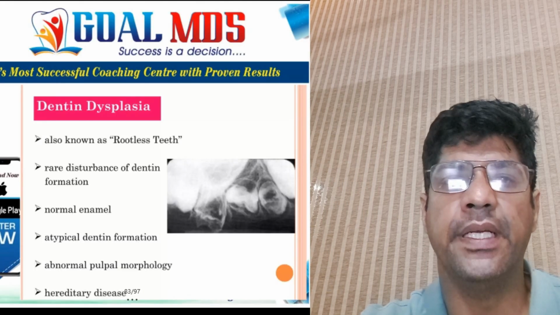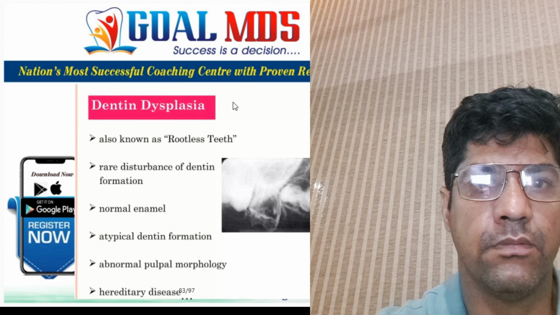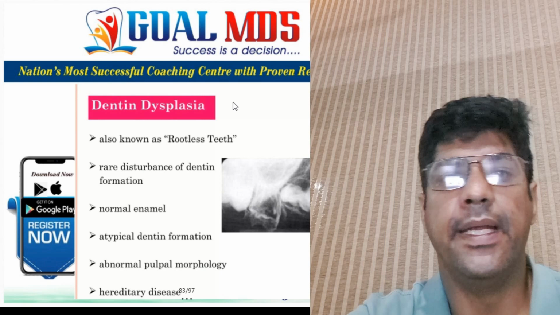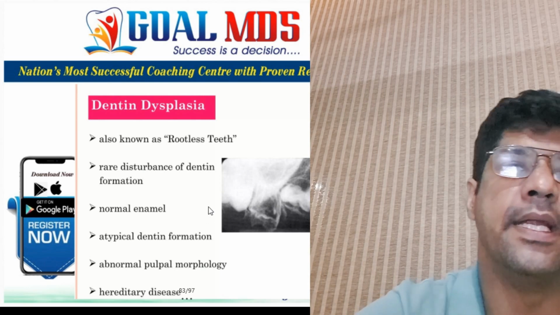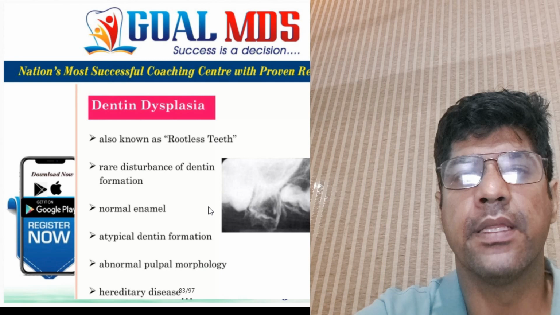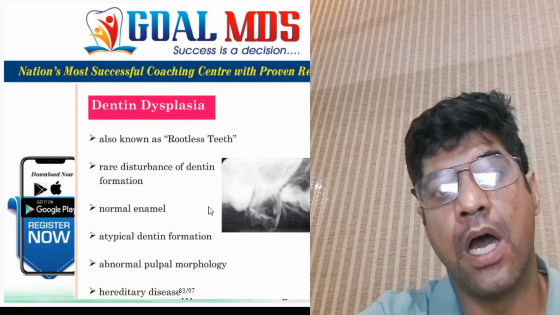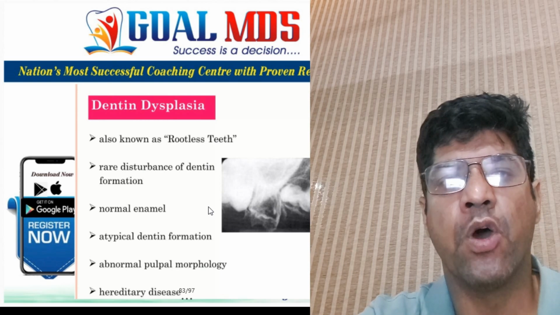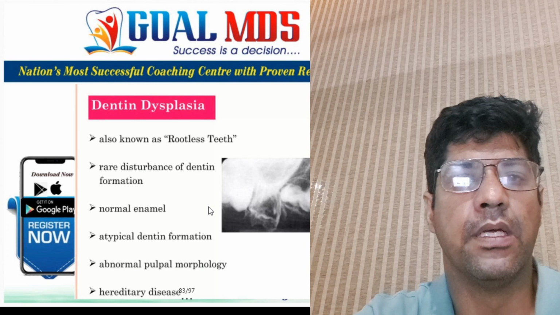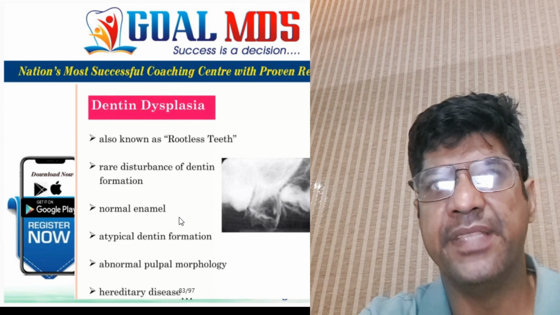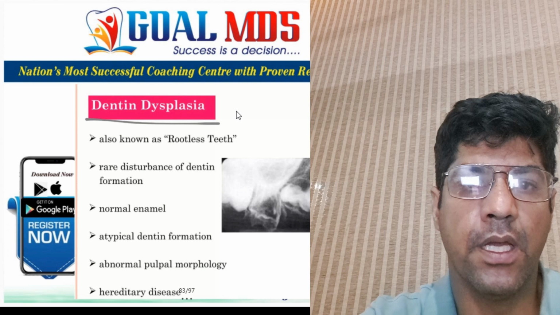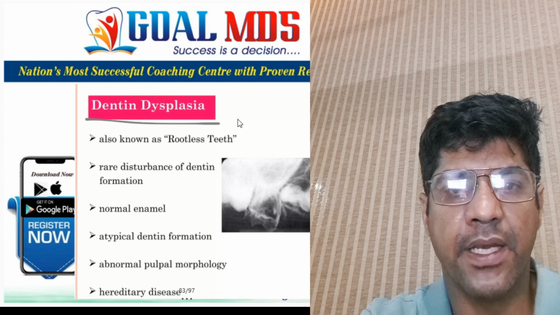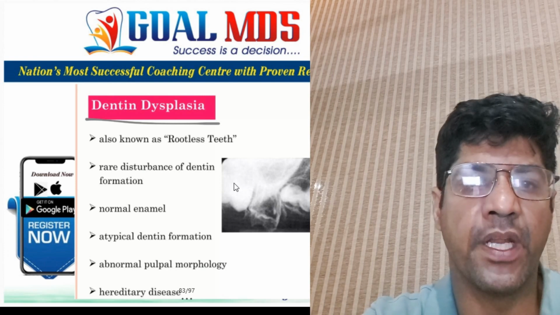Other terminology is dentine dysplasia. Dentine dysplasia is a rare hereditary dental disorder that affects the development of dentine, the hard tissue that makes up the bulk of the tooth. It is characterized by abnormal dentine formation. Dentine dysplasia can be of two types. Type 1 is known as radicular dentine dysplasia. Here you will see disorganization and shortening of the root dentine.